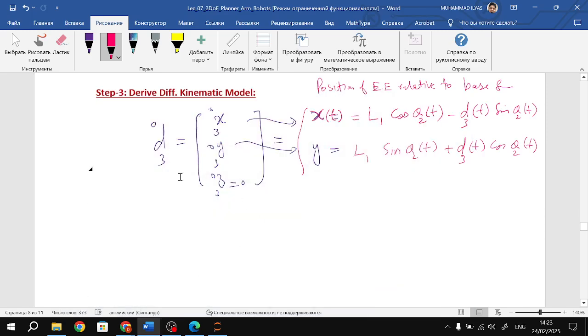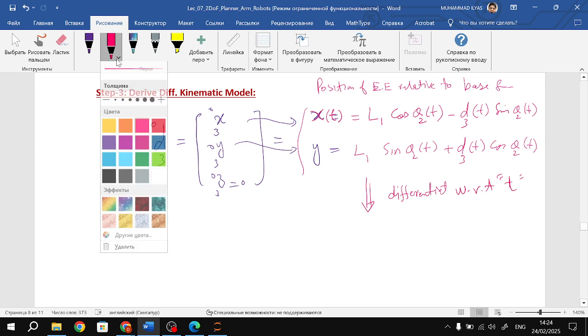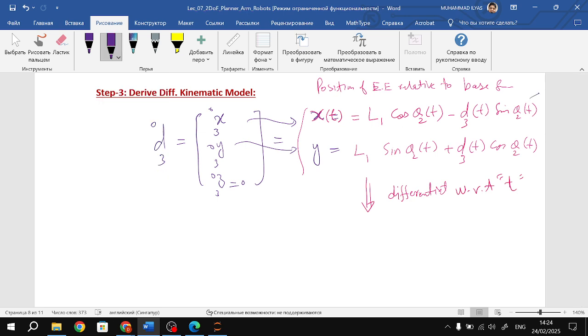So this is the position of the end-effector. How do you get the differential kinematics? Differentiate, right? For differential kinematics, you differentiate with respect to time, and you get x dot, y dot. That is what you want, right? So how will you do it? Okay, it's easy because you already have x. Let me call it equation number 1, equation number 2. So equation number 1, you differentiate.